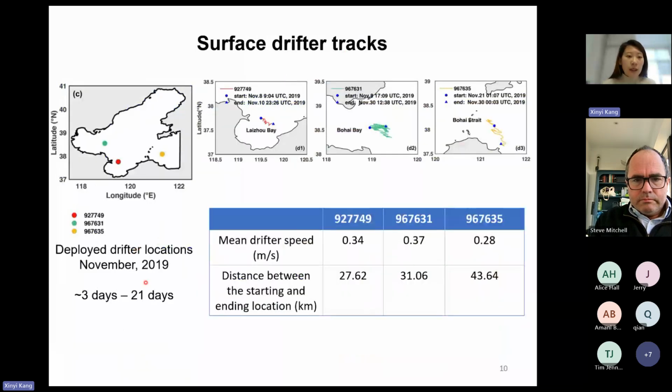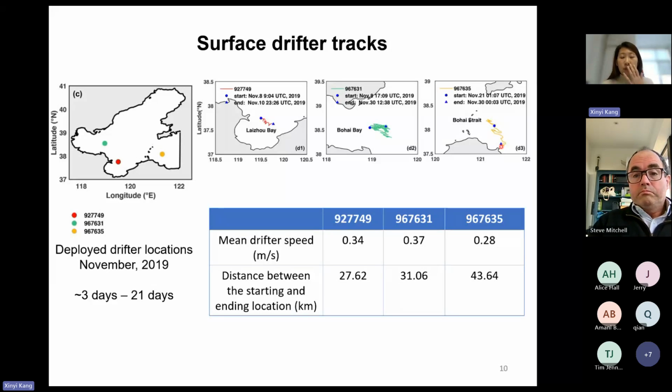We deployed 3 drifters in November 2019 and kept tracking them from 3 days to 21 days. The first drifter was deployed in Laizhou Bay, and this one made a southeast moving direction. The second one was deployed just between the Bohai Bay and the Central Basin, and this one made a roundabout movement. And the third one was deployed just outside the Bohai Strait, and this one first moved to the north and then traveled to the south under strong northerly winds.